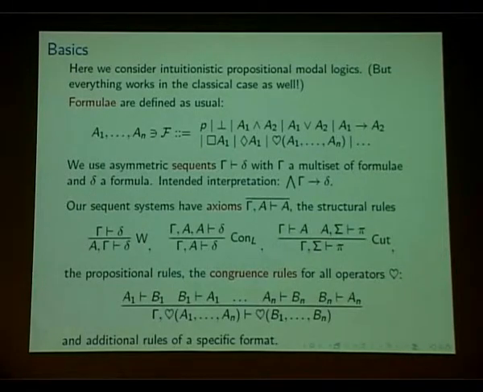In all our sequence systems, we are going to have axioms. Zero premise rules where a formula A occurs both on the left and on the right-hand side of the turnstile. So intuitively, this is A implies A, so it should be derivable.